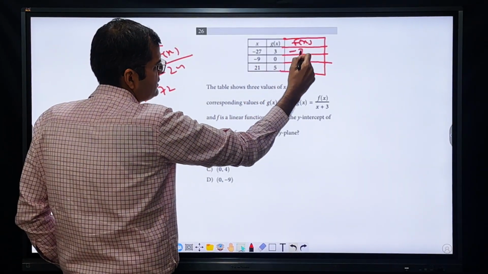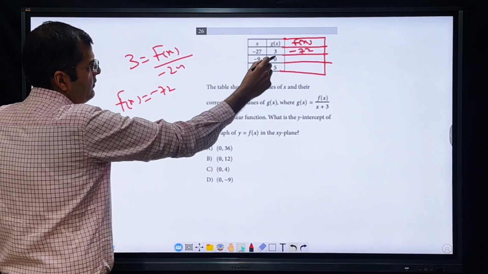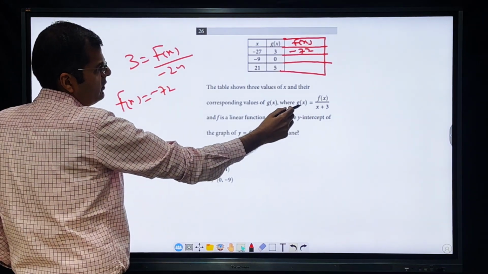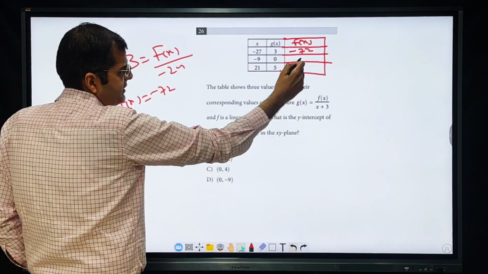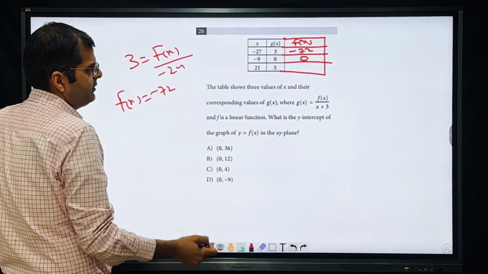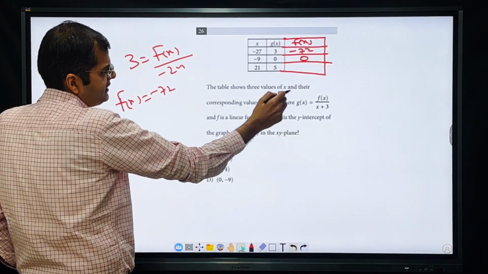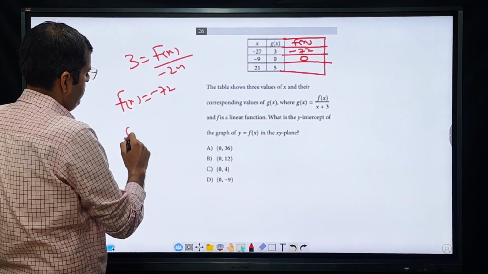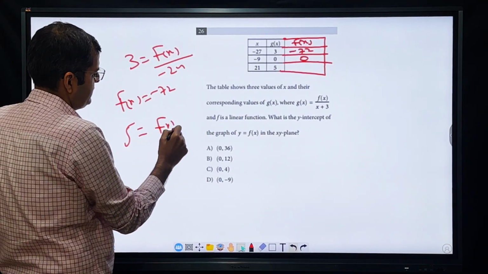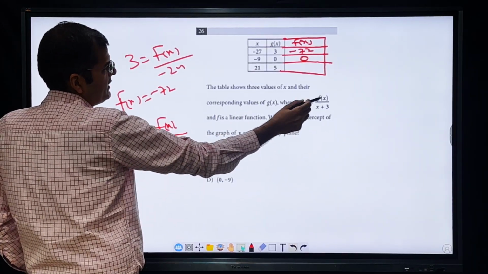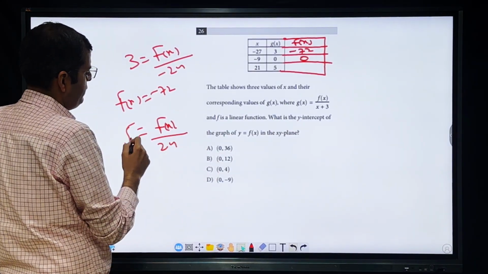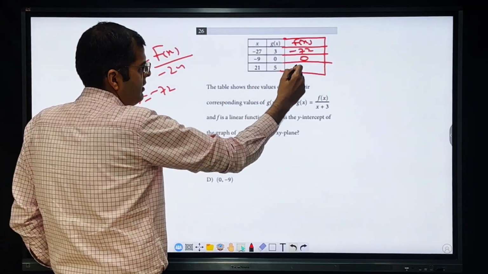So here it is minus 72. When g of x is 0, f of x will be g of x into x plus 3. So 0 into something is 0. So here it is 0. And finally, when x is 21, g of x is 5. So 5 is equal to f of x divided by 21 plus 3, 24. So 24 into 5 is 120.